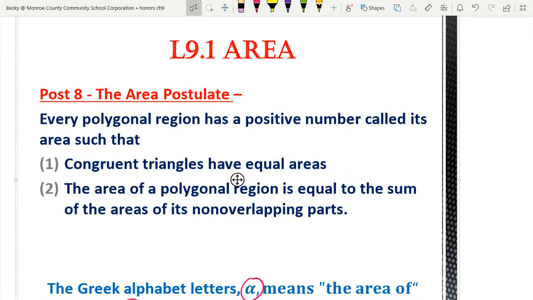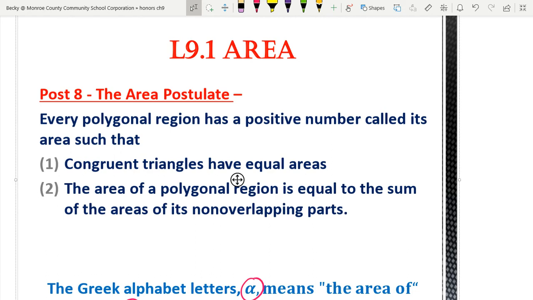All right, now we have postulate 8, which is called the area postulate, and it is another combo type of situation. It tells us two different things. At first, it tells us that when you have area, it always has to be a positive number. You can't have negative area. And the next part says congruent triangles have equal areas. So again, that's pretty common sense.